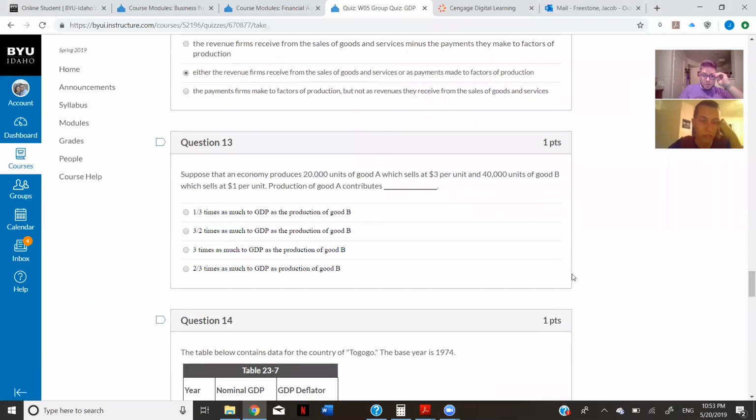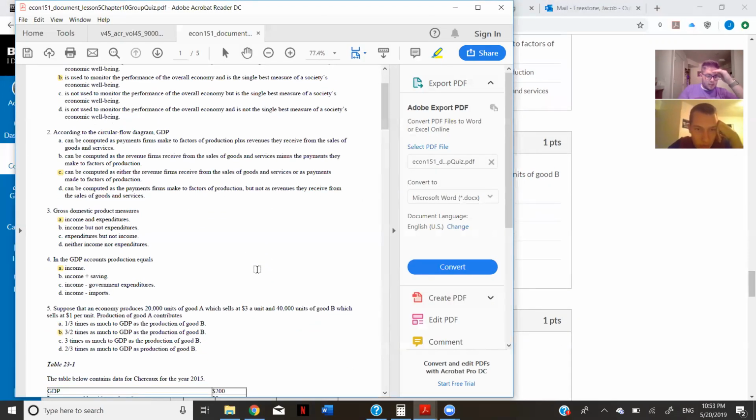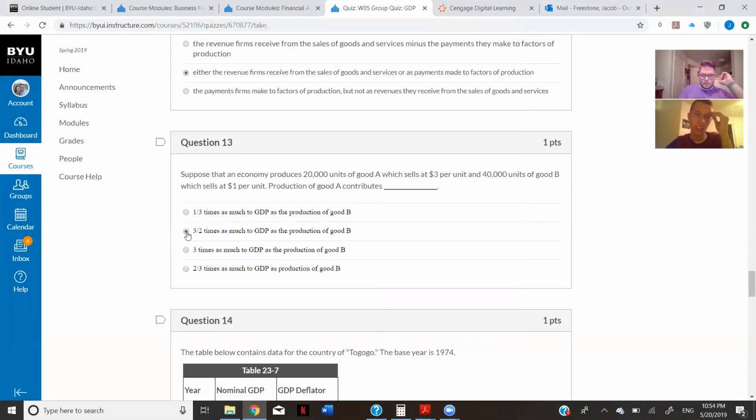Okay, number 13. This was number 5 on the PDF. It's supposed that an economy produces 20,000 units of good A, which sells at $3. You find it? Suppose that an economy produces 20,000 units of good A. Oh yeah, we said 3 halves. Yeah, so it's B, 3 halves. Yep.